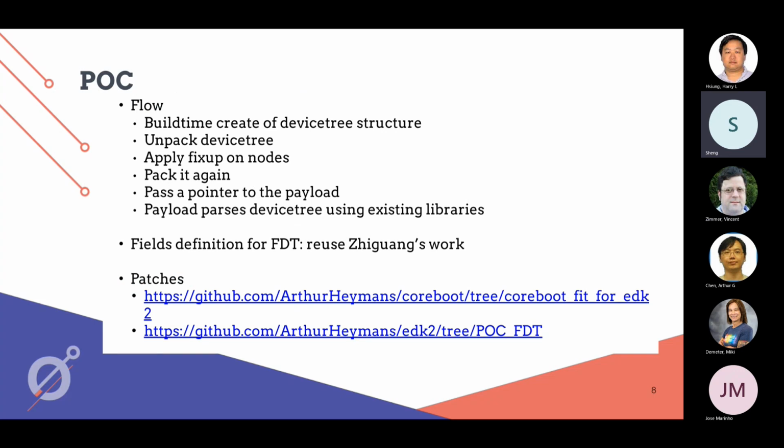So the POC for this one has been done. So the flow, as you can see from here: the build time creation of the structure, unpack it during the boot time, and apply fixups on the nodes. If you are familiar with FDT, you understand the nodes themselves, and you can attach all different nodes to the FDT. Pack it again, pass a pointer to the payload, and then the payload parses the device tree using the existing library, or they can parse this device tree natively if they want.